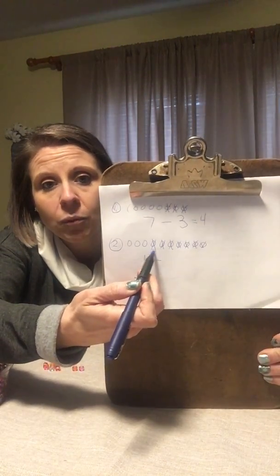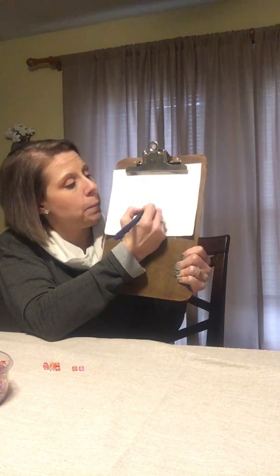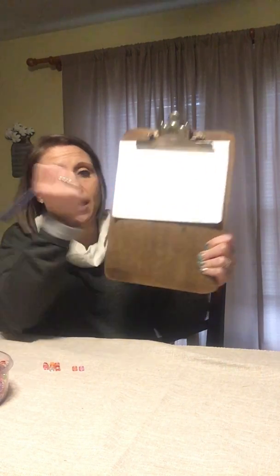Minus, now you look at how many you marked out. 1, 2, 3, 4, 5, 6, 7. And you write that number next. So that shows how many were taken away. And then you put your equal sign.